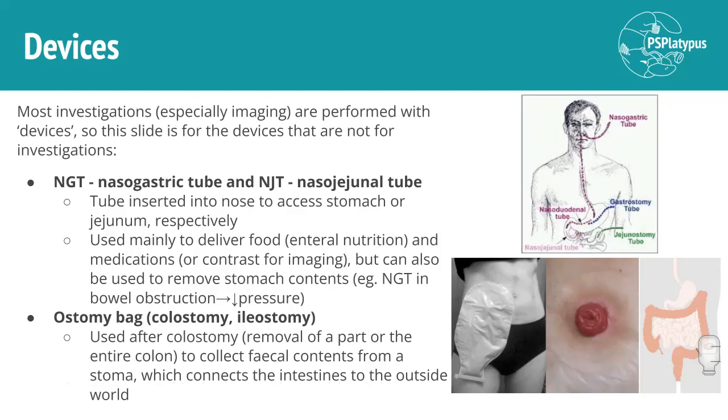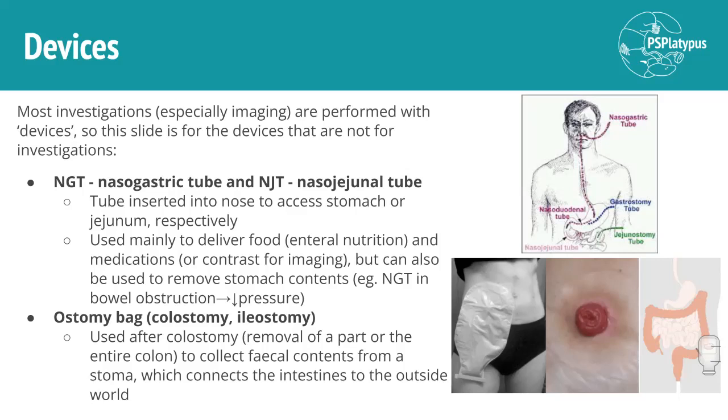And you can use them for various things. I think they're mainly used to deliver food and medications or drugs, or contrast for imaging. So you can deliver things like, I think, barium, and then do a CT with contrast, and so it'll light up inside the gastrointestinal lumen. But you can also use NGTs for removing contents in the upper GI tract.